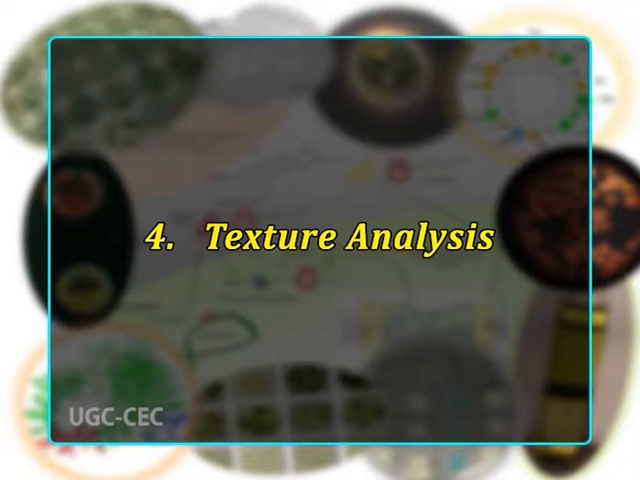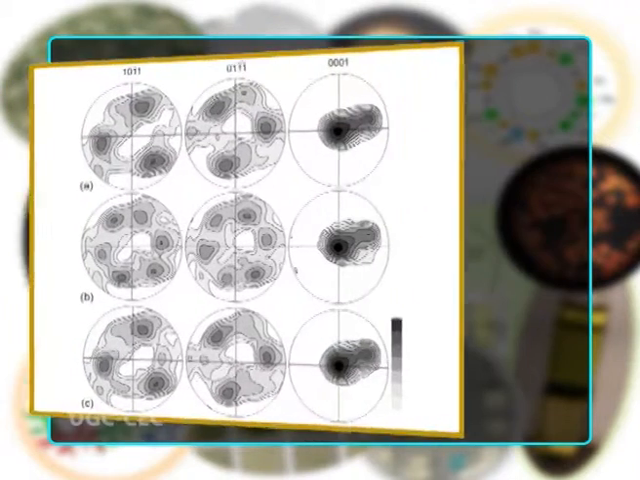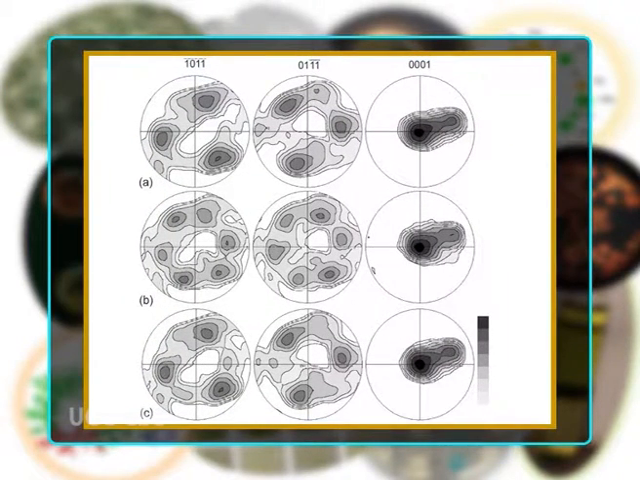XRD can also determine the texture. Non-random distributions of the crystallites, such as those resulting from platy or needle-like crystals or extruded and rolled specimens, can change the relative intensities of the diffraction peaks from a phase. These deviations from expected random intensities can be analyzed to derive the nature and the extent of preferred orientation, giving the texture in the material.